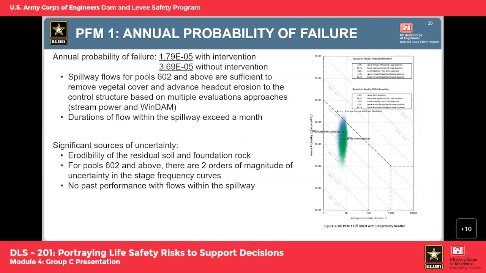And the team also considered to counteract that with the driving force behind these nodes being those extra long durations. There is some uncertainty in the loading. There's 2 orders of magnitude uncertainty in the stage frequency for pools 602 and above, which were those critical pools.